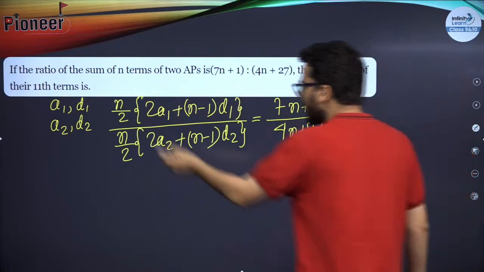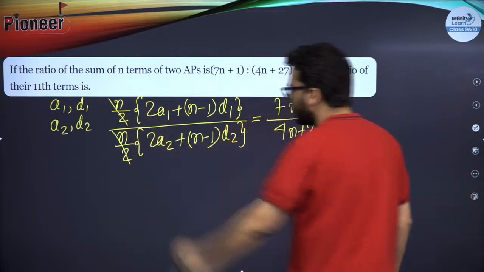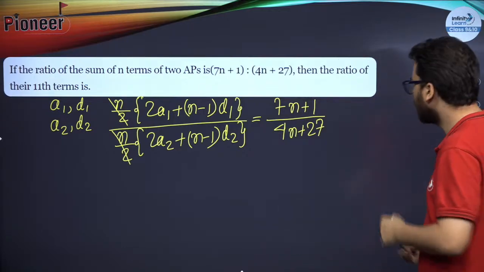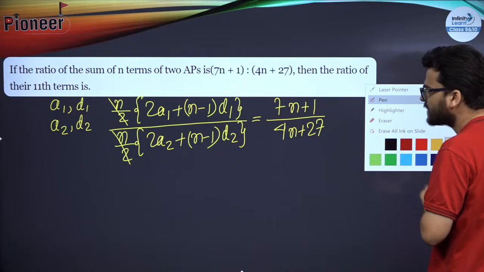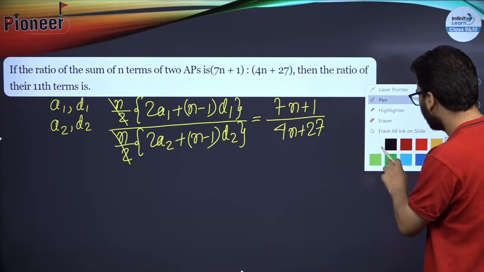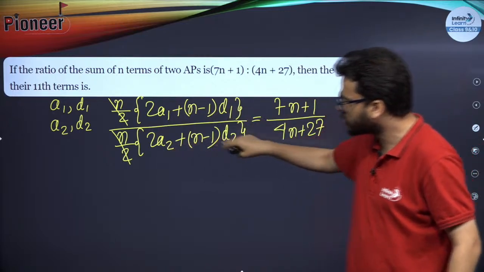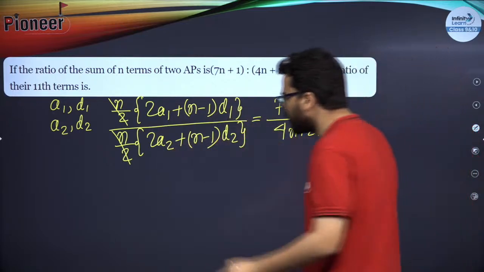Now basically you see n by 2 will be cancelled out only over here. Correct? This is clear to everybody over here. Now basically, can I take 2 as common in the numerator and 2 as common in the denominator? I can do that, right?